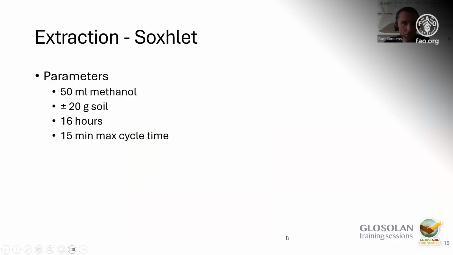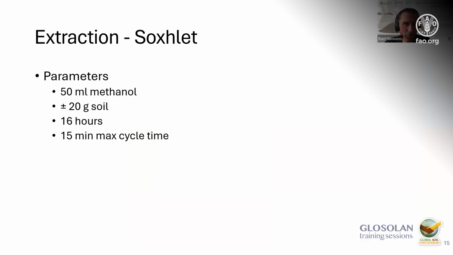If you follow the procedure, it takes at least 16 hours. So basically we start it in the afternoon and we finish it in the morning, and it runs overnight. Well, we've had one occasion where there was a leakage in the water and we found the lab underwater, but okay, that's part of the game.